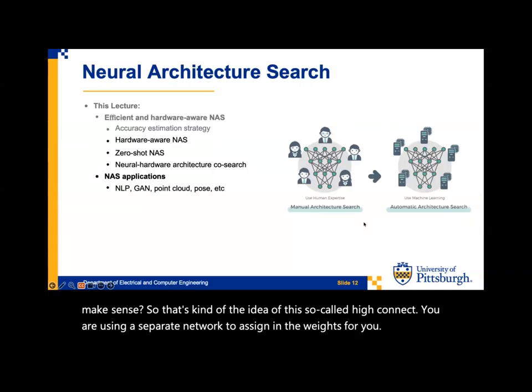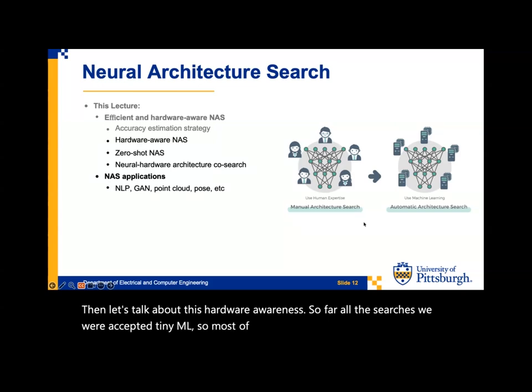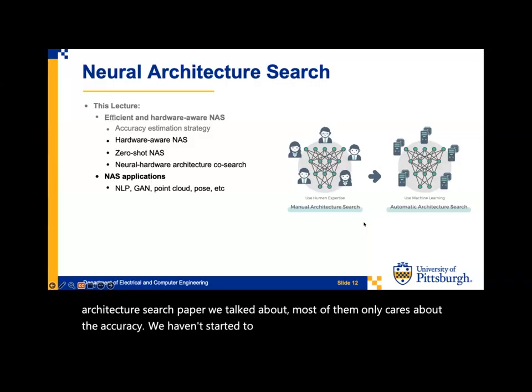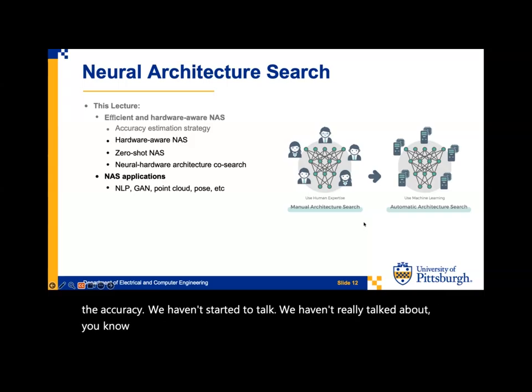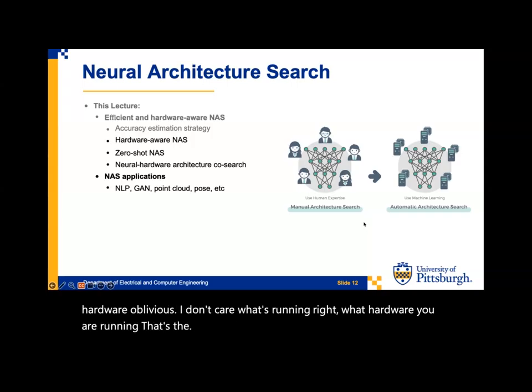Then let's talk about this hardware-aware NAS. So far, all the searches except TinyML, most of the neural architecture search papers we talked about, only care about the accuracy. We haven't really talked about hardware awareness. That means right now everything is hardware oblivious. I don't care what hardware you are running, that's the network I'm giving to you.